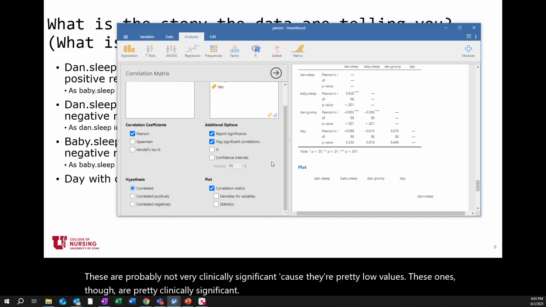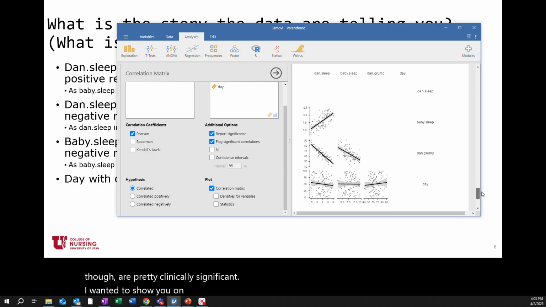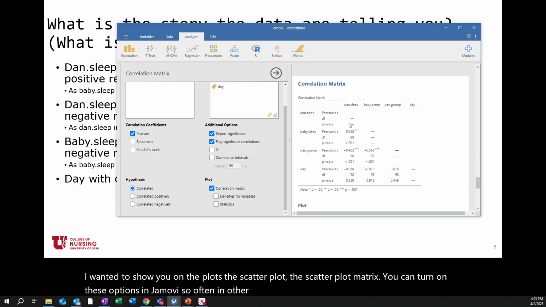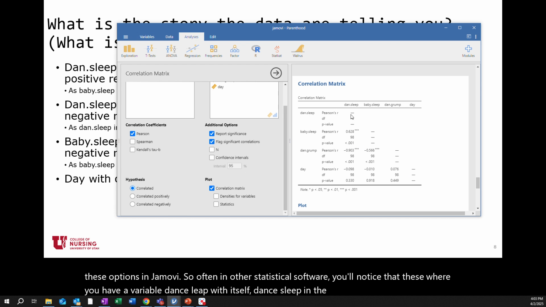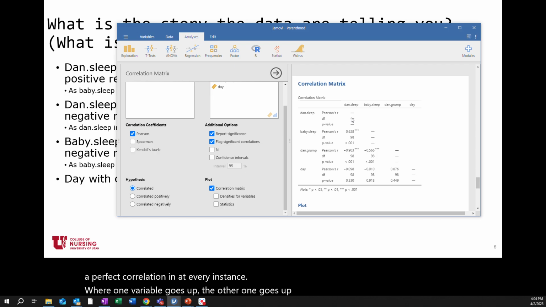And I wanted to show you on the plots, the scatter plot matrix. You can turn on these options in Jamovi. So often in other statistical software, where you have a variable, Dan sleep with itself, Dan sleep in the row and the column, you just get these dashes. And whenever you correlate a variable with itself, it's going to be a perfect correlation, in that at every instance where one variable goes up, the other one goes up by the same amount.